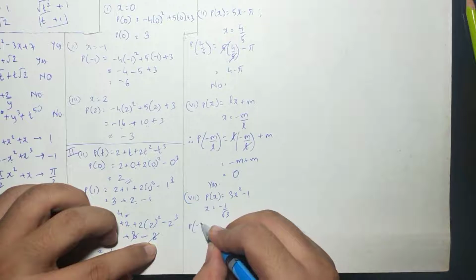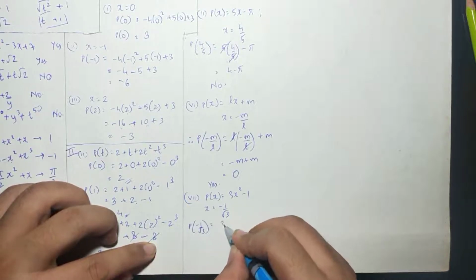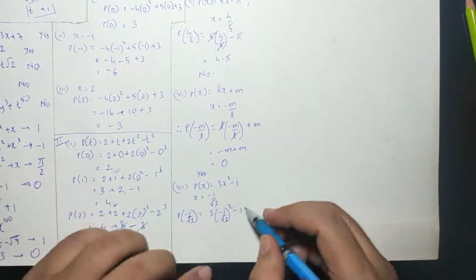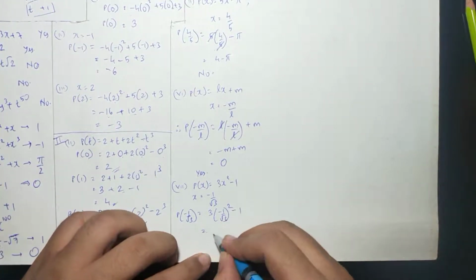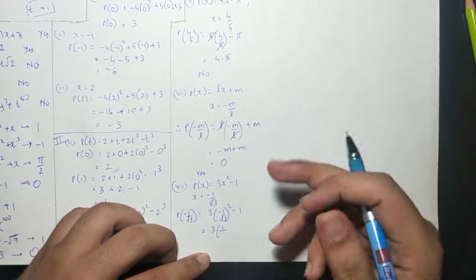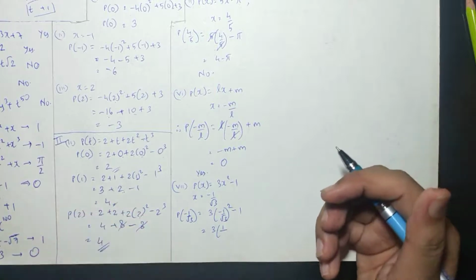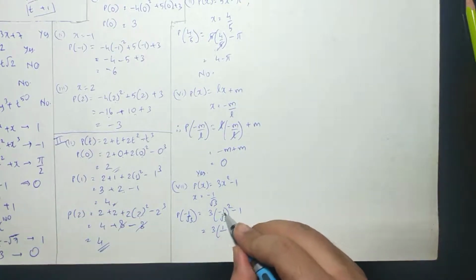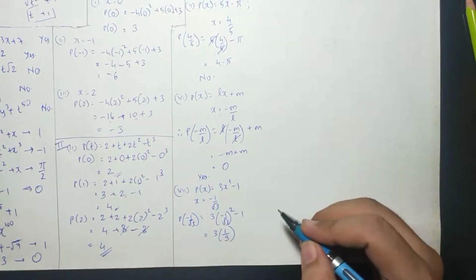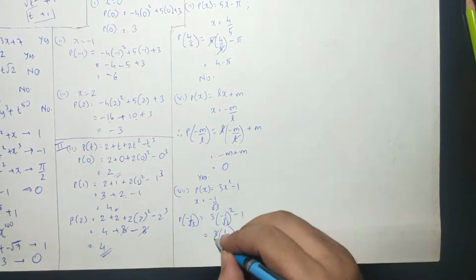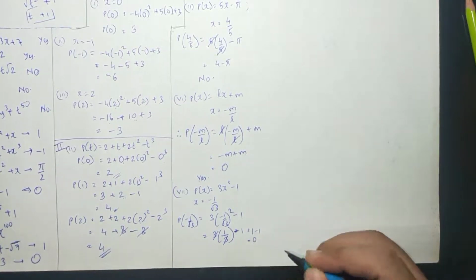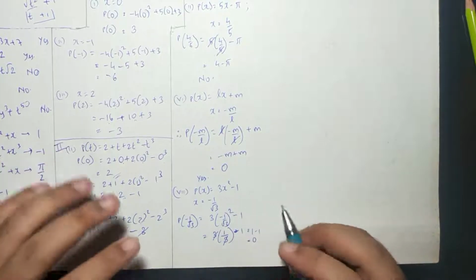Substituting the values, p of minus 1 by root 3 will be 3 into minus 1 by root 3 whole square minus 1. What is 1 by root 3 whole square? See, this minus will become plus, because what is the square of a negative sign? Plus. The square of a negative sign is plus. So this minus will convert to plus. 1 square is 1. What is root 3 square? 3. So 3 will cancel out. Minus 1. This will be 1 minus 1. Answer equals 0. So this value is a zero.